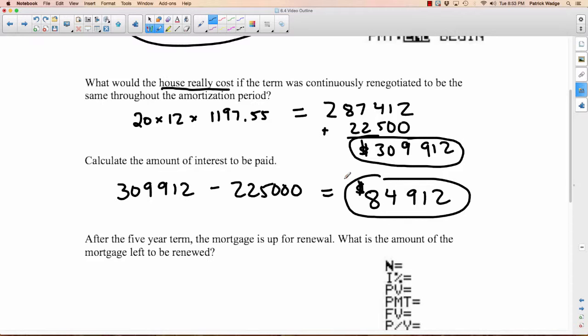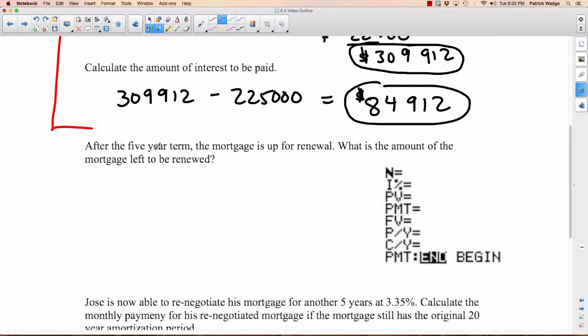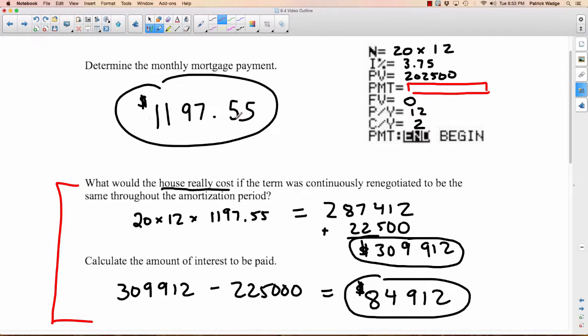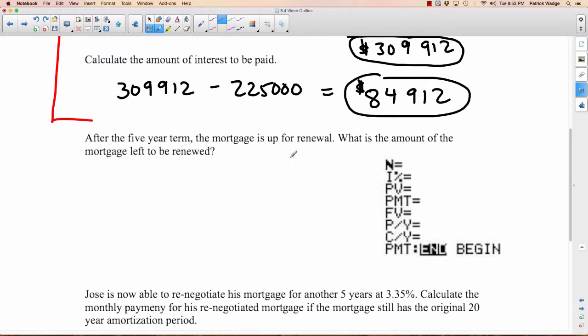Okay, now these last two questions that we answered, this was assuming that you did the same payment for the whole amortization period. But now let's imagine that that didn't happen. Let's say that after that initial 5-year term, the mortgage is up for renewal. And first of all, let's see at the end of that 5 years, how much do you still have to pay? So basically, you're paying this $1,197.55, and we want to know at the end of the 5 years how much you still have to pay. So let's go through N.